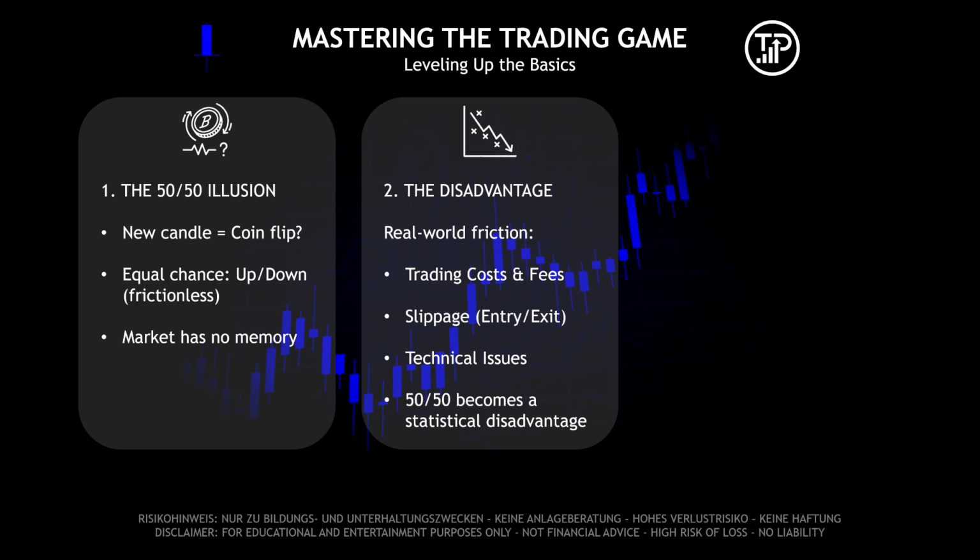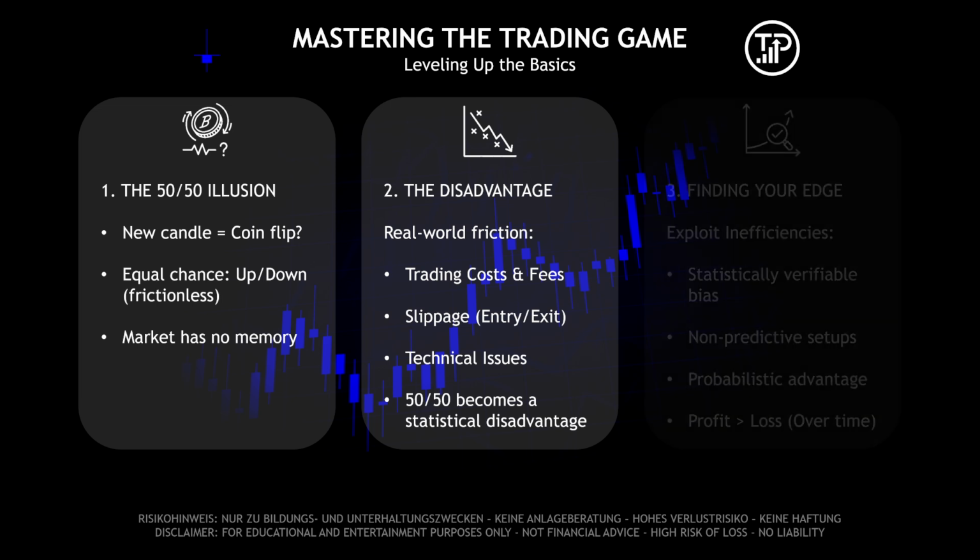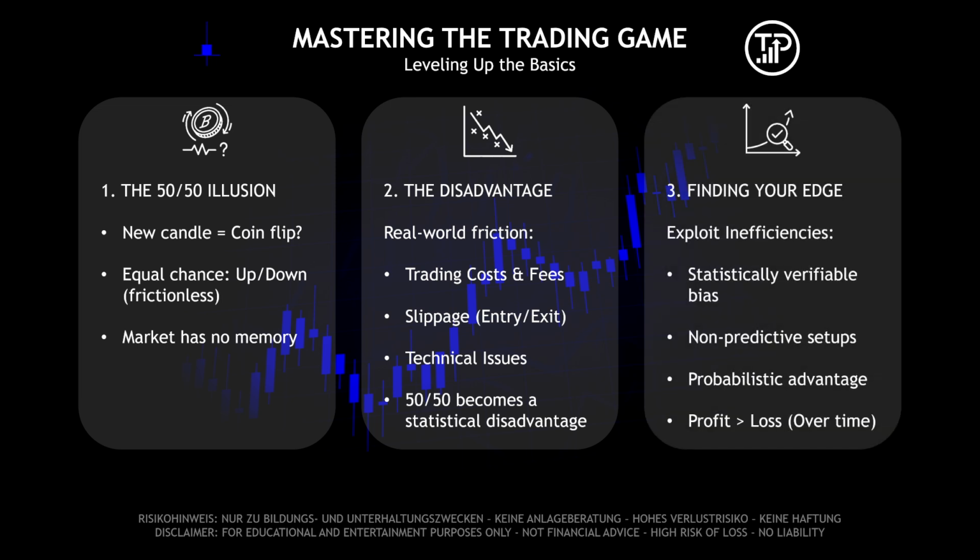This leads to the most important concept, finding an edge. Since you can't predict the next tick with consistent accuracy, you cannot rely on fortune-telling. The only sustainable edge comes from trading market inefficiencies. An inefficiency is not a crystal ball. It's a statistically verifiable bias or pattern in the market's behavior that gives you a slight probabilistic advantage.